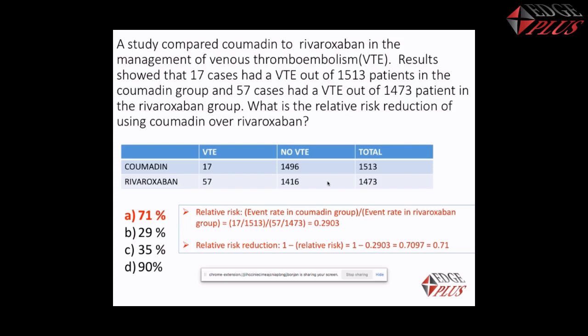In order to get the relative risk reduction, which is known as 1 minus relative risk, we need to first get our RR, which is our relative risk. It is equal to event rate in Coumadin group over event rate in rivaroxaban group. As we saw in our comprehensive course, the theoretical course, the event rate in the Coumadin group will be 17 over 1513, and the event rate in the rivaroxaban group would be 57 over 1473, which will give us 0.2903. Then, if we subtract this number from 1, we are calculating relative risk reduction, which will give us 0.71, which will lead us to answer A, which is 71%.